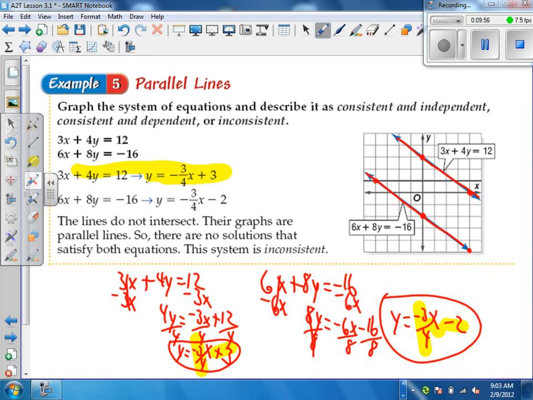Those two lines will not intersect. Parallel lines will never intersect, so they don't share any points. So we say there is no solution, which is what they did right there, and we classify it as inconsistent. Anytime it's no solution, parallel lines, it's inconsistent.